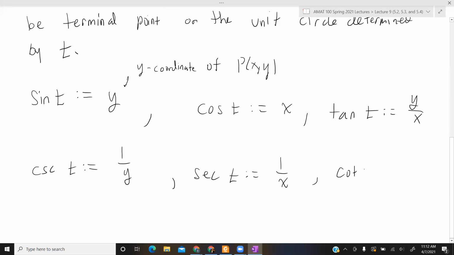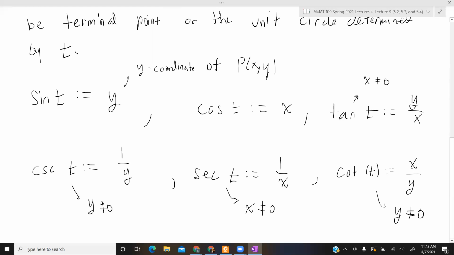And then we have cotangent of t. I'm going to put parentheses around it so the t's don't get mixed up. That's defined to be the reciprocal of tan t, which is the same as x over y. I should say you have to be careful about this number t you're given, because if it's such that the x coordinate is 0, this doesn't make sense. So you have to stipulate that x is not 0. Here you have to stipulate that y is not 0. Here you have to stipulate that x is not 0, and here you have to stipulate that y is not 0.